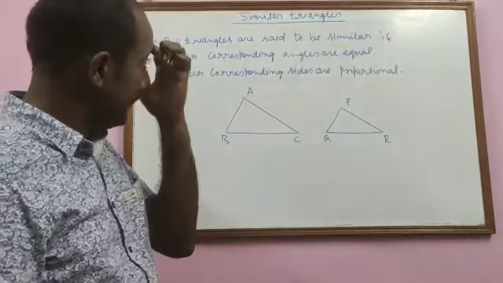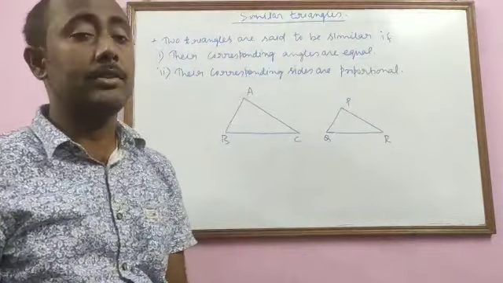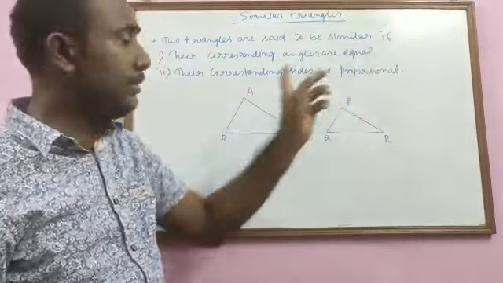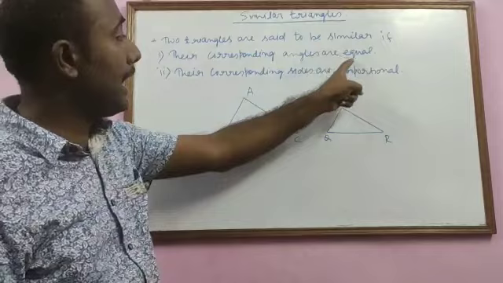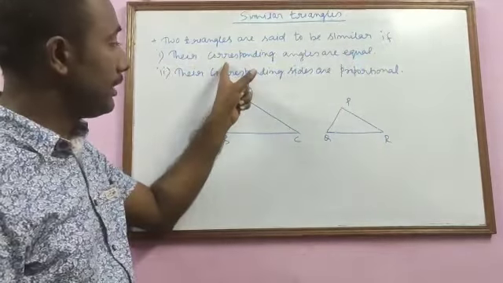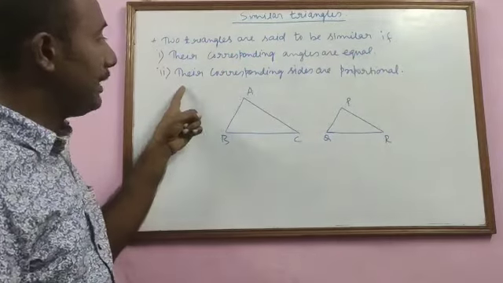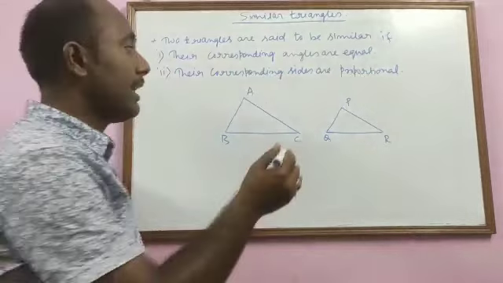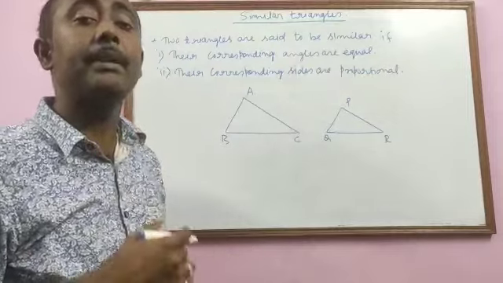So students, first let us try to understand what a similar triangle is all about. Any two triangles are said to be similar if their corresponding angles are equal. I will make you understand the meaning of the term corresponding angles. And the second point is if their corresponding sides are proportional, or we may say that the sides are in the same ratio.